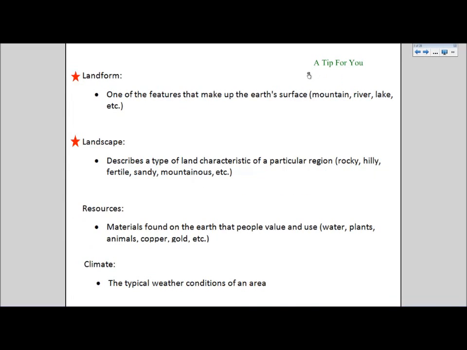Now that you've found what's most important for each map term, I want to talk a little bit in detail about landform and landscape. These 2 terms are really easy to confuse. The way that I remember it is a landform has an actual form or shape to it. Picture a mountain, a river, a lake. These items have shapes. That's how I remember form.